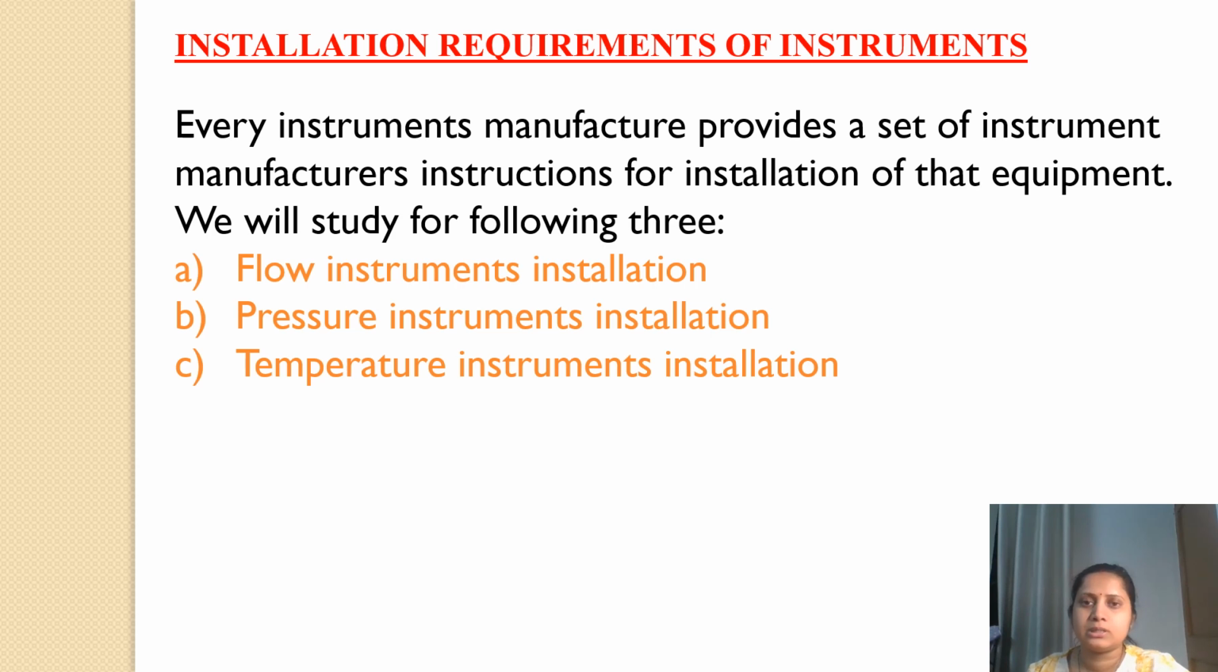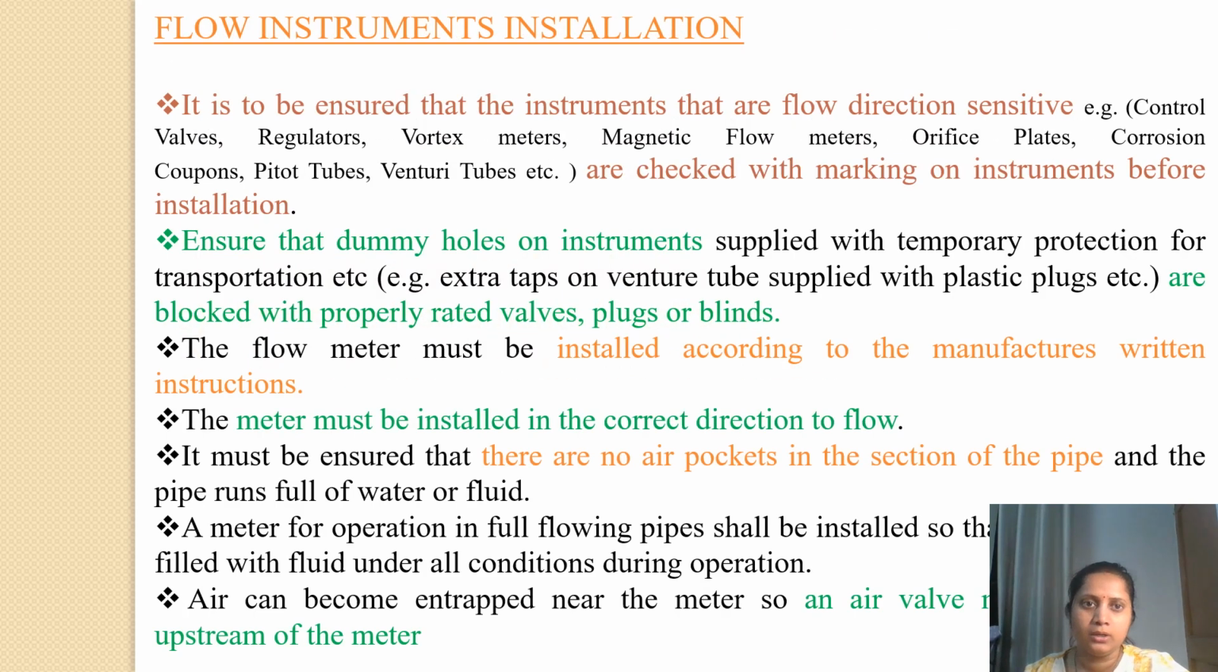Each instrument is of a different kind and is designed by the manufacturers. We have focused here only on flow instruments, pressure instruments and temperature instruments. As we consider flow instrument installations, first of all it is to be ensured that instruments which are flow direction sensitive, like control valve regulator and vortex meters, are checked against the marking on the instrument before installation. And we have to ensure that dummy holes on instrument supplies are blocked and used according to the manufacturer's written instruction.